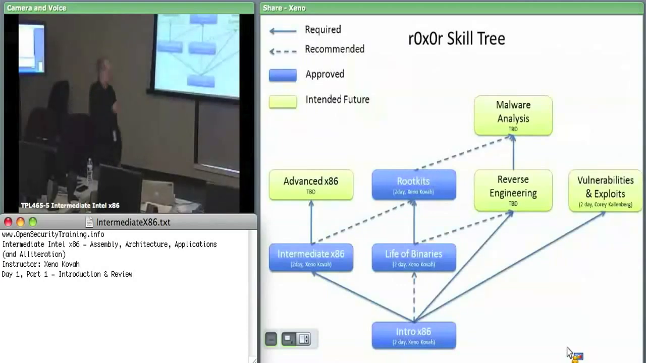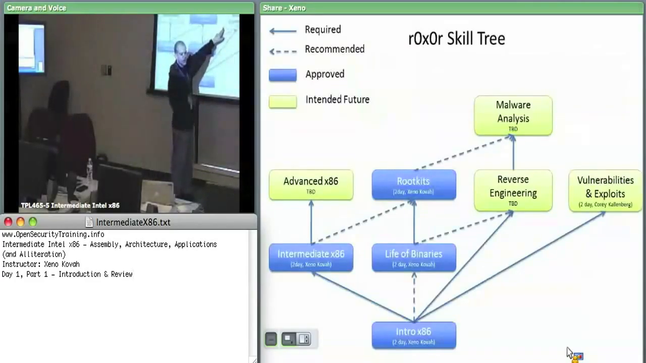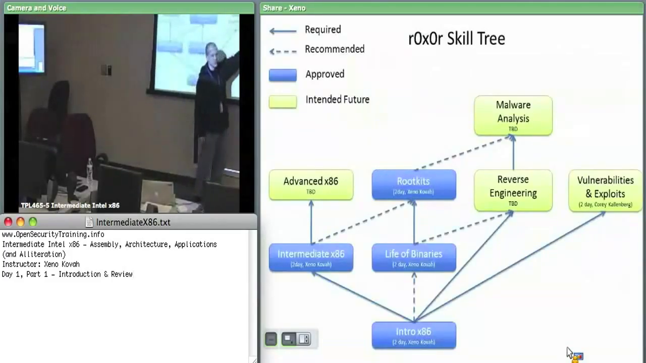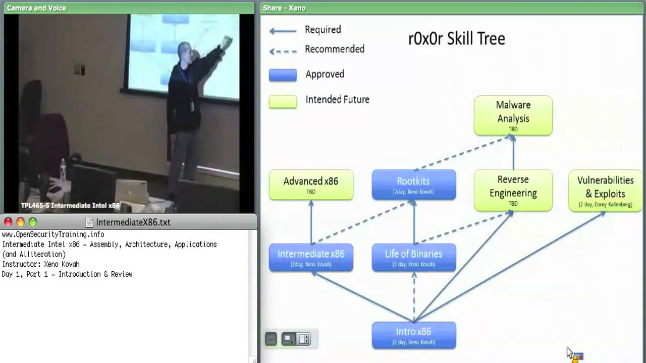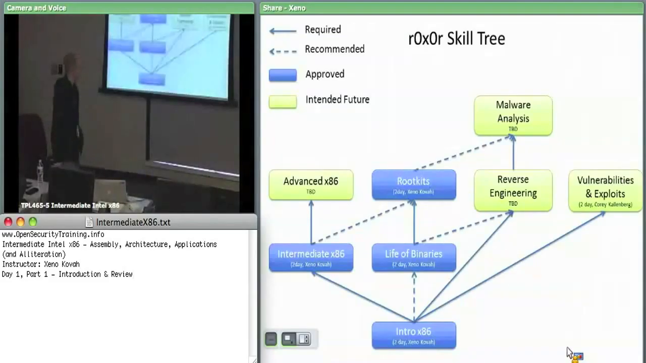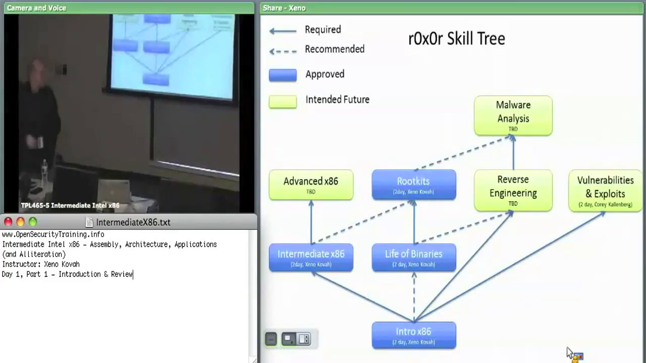Actually, this is an old slide. Reverse engineering is going to be approved. That is approved, and vulnerabilities and exploits is approved as well. Corey's going to teach that in the first week of June. Malware analysis, we're trying to target for next fall or winter, depending on the math schedule. And advanced x86, probably maybe winter, maybe spring next year. But that's all I'm going to be teaching next year.